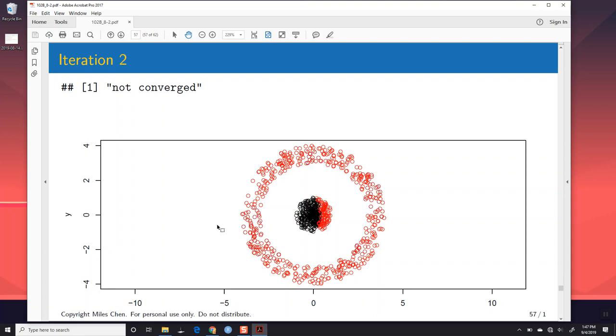And so the first iteration, it does this. Next iteration, it does this. And then as we do more iterations, it says these ones in the middle belong to one cluster and these ones on the perimeter belong to another cluster, okay?